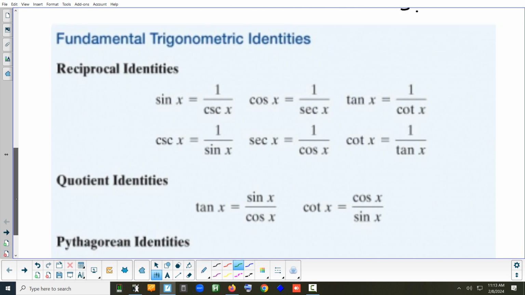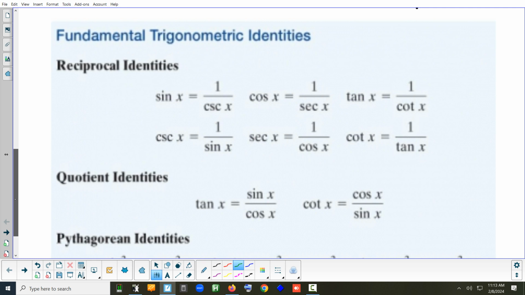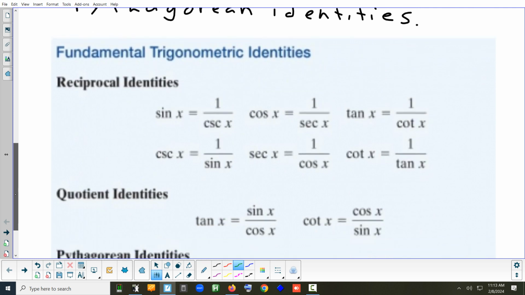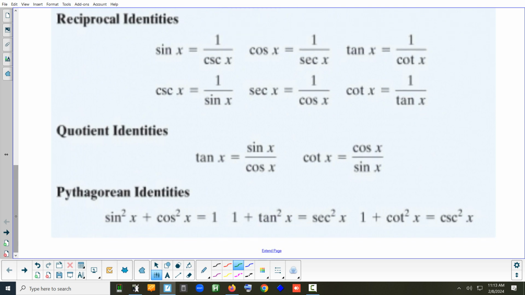Now, the last group of identities are called the Pythagorean identities. Okay, we haven't looked at these a lot yet, so let's see what they are. So the 3 Pythagorean identities are sine squared plus cosine squared equals 1. 1 plus tangent squared equals secant squared. And 1 plus cotangent squared equals cosecant squared. If you know the first one, you can kind of figure out the other 2, but it helps to have those 3 memorized.